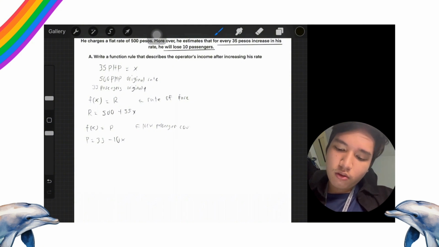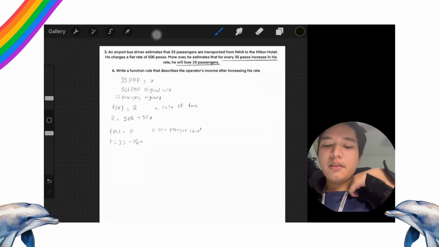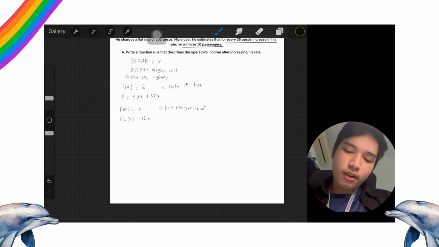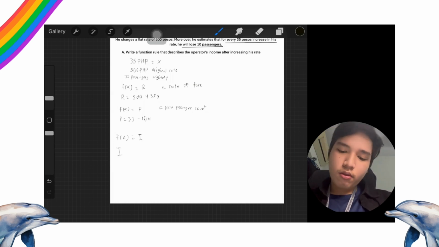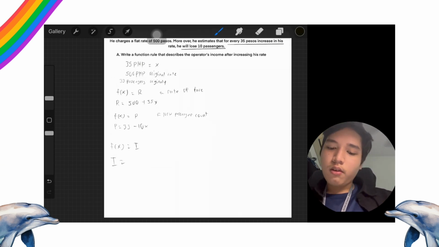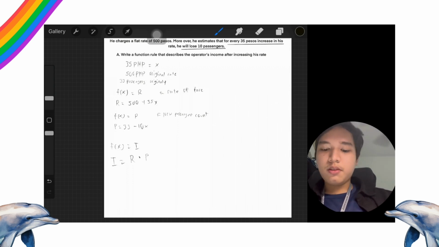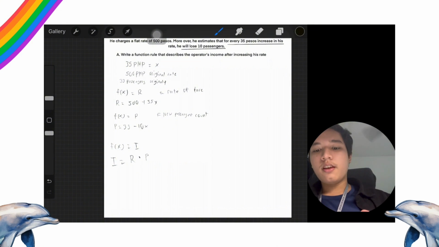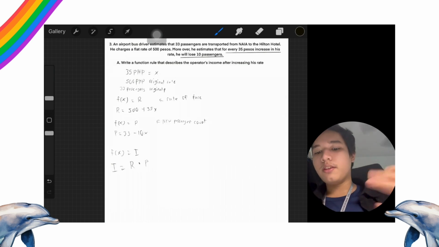Passenger count. So from that, we can get his income. Let's make f(x) equal to I, which is his income. I would be R multiplied by P. It's because passengers and the rate or fare have a correlation. So every passenger pays a price.